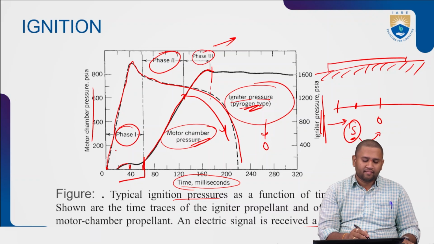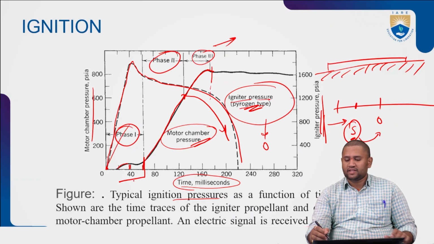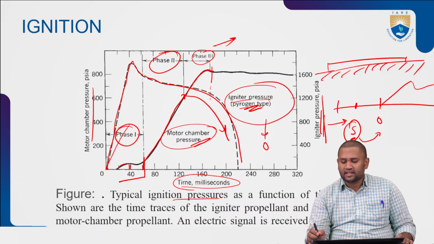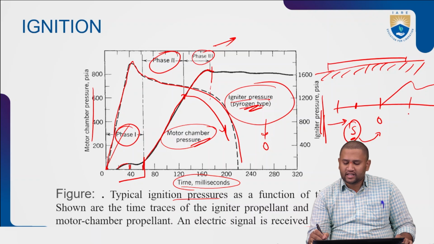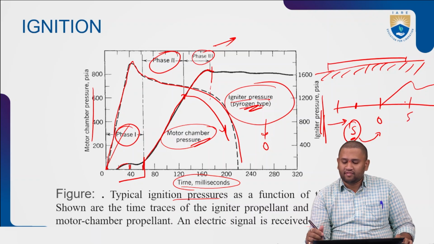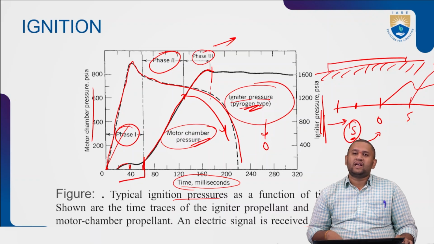So during phase 1 the igniter pressure is higher, later again it will decrease, right? During that period, let's say for 1 second or 5 seconds, my actual motor's grain will tend to give out my required performance.